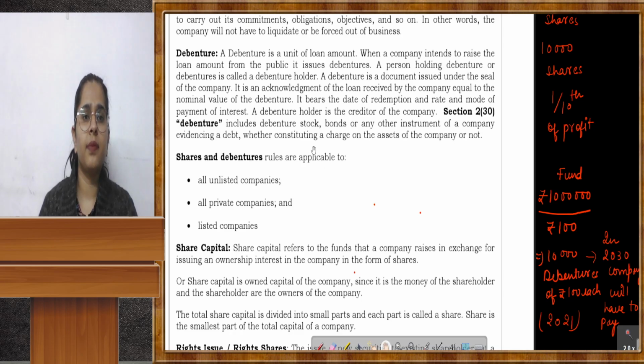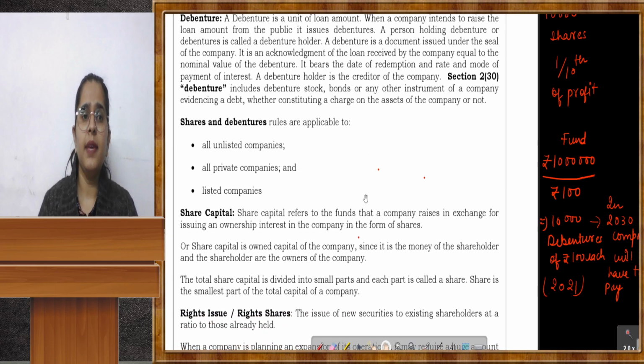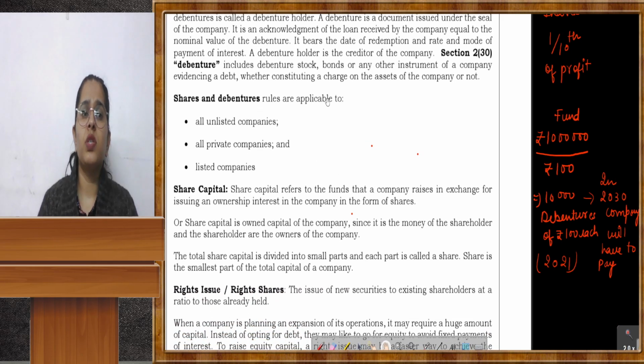Next, see, debenture includes debenture stock, bonds, or any other instruments of a company evidencing a debt, whether constituting a charge on the assets of the company or not. Next, see, shares and debenture rules are applicable to which type of companies? Here this is discussed. Okay, which rules are we talking about? The Companies Rules 2014, which relate to share capital and debentures.